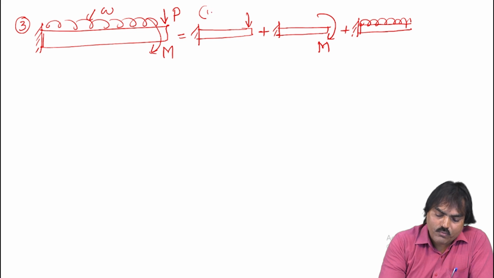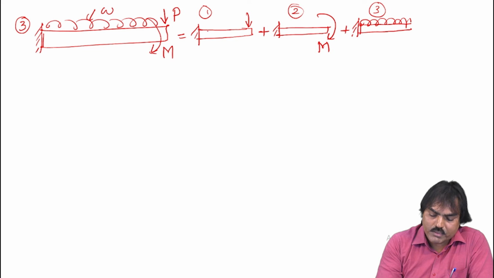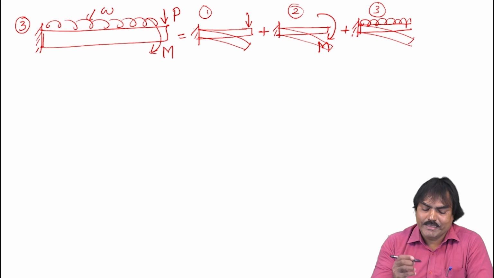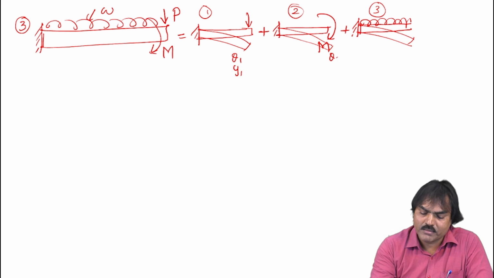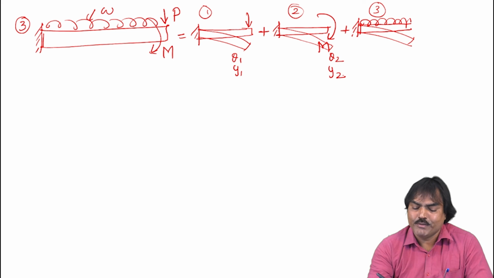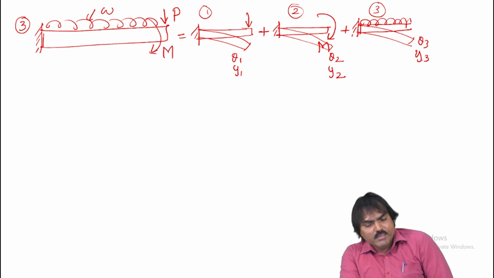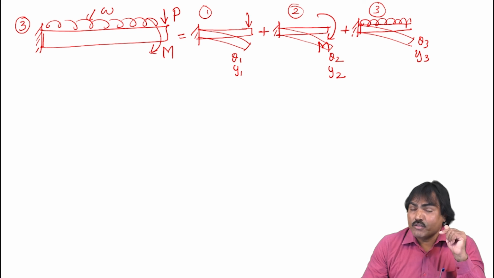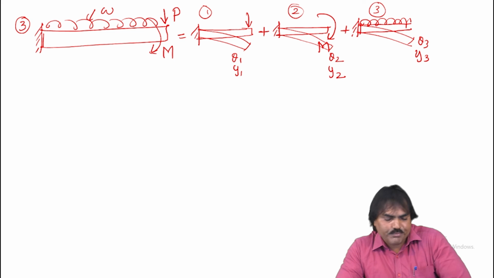Say this is 1, 2, 3. So this will undergo bending like this. This also undergoes bending like this. This also undergoes bending like this. So here the slope is theta 1, deflection y1. Here the slope theta 2, deflection y2. Here the slope theta 3, deflection y3. Since all the loads are in the same direction and the loads are applied within the elastic limit, of course, all the structural designs we are doing are within the elastic limit only.